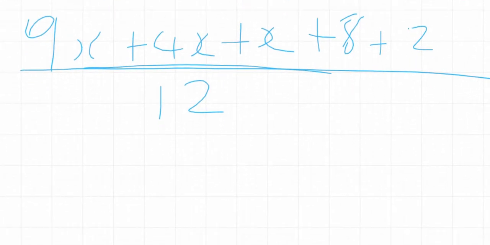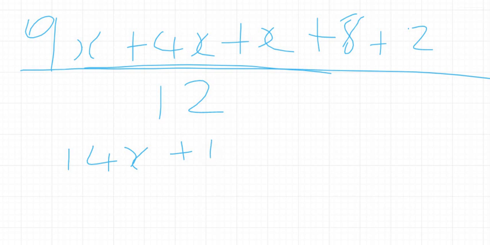So we'll simplify this fraction, seeing that we have grouped them. So we say now 9x plus 4x gives us 13x plus an extra x, that is 14x. And then we add the constants. 8 plus 2 gives us 10. And then have it all over 12.